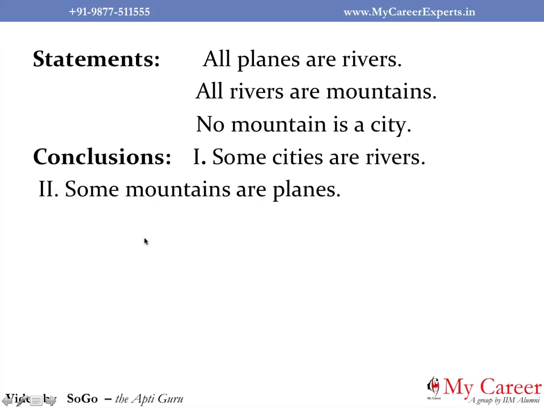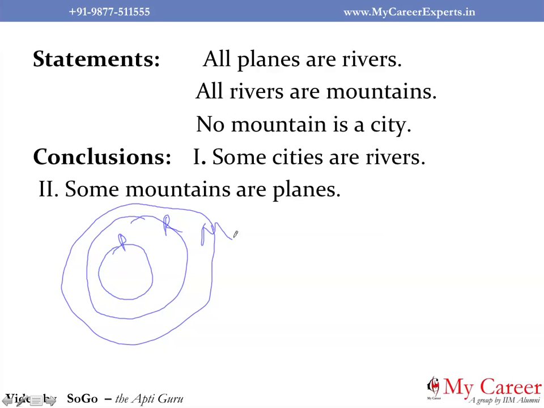All plains are rivers. If you see, all plains are rivers, we have plains, we have river, all rivers are mountains. Now mountain doesn't have any relation with city, so river will also not have any relation with city. Plain will also not have any relation with city. Some cities are rivers, no. Some mountains are plain, yes. So answer is B. Very good. Let us move next.